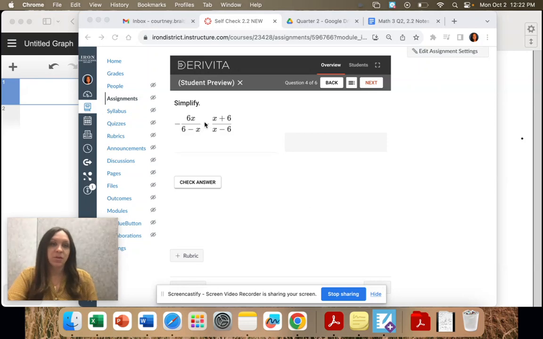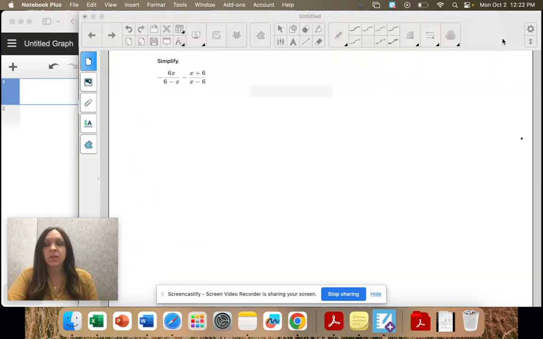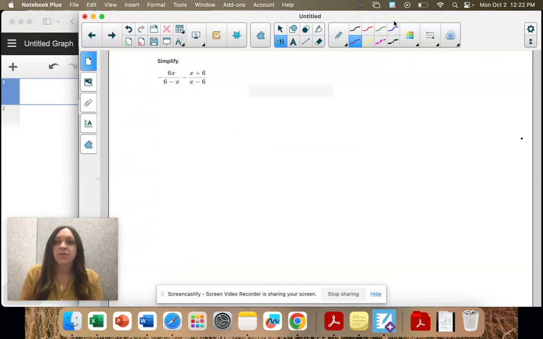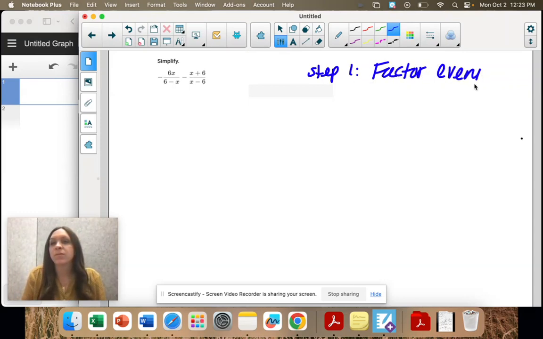So number 4, we're subtracting. All right, so we need to factor if we can. That's step 1. And on a lot of these, usually when we add or subtract, there's nothing to factor. All right. This one, though, there is, when something's not in the correct descending order, we need to change it.